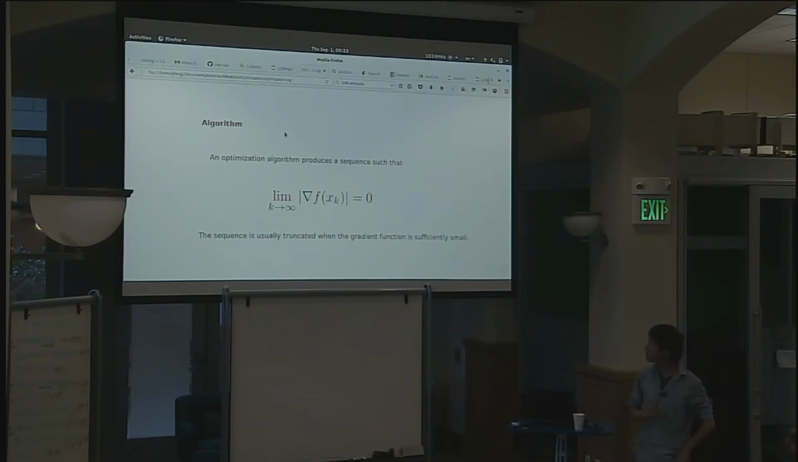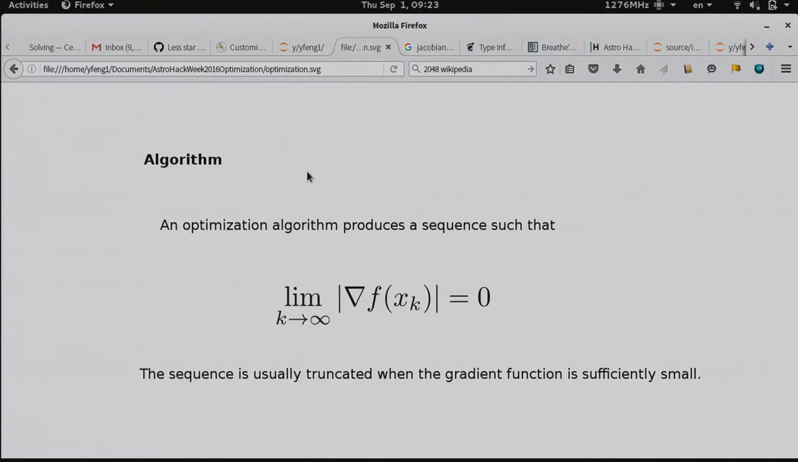The algorithms produce a sequence of parameters such that the limit of the gradient on the sequence of parameters is 0. Usually we don't really go to k of infinity if we want a practical algorithm. We truncate the sequence and say, okay, the value at the 100th iteration of the algorithm is good enough as an approximation of the minimum. But mathematically, what we prove for any algorithm, if we prove its correctness, is the behavior of the gradient when k goes to infinity.